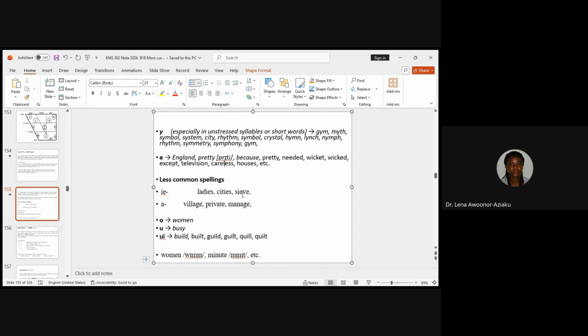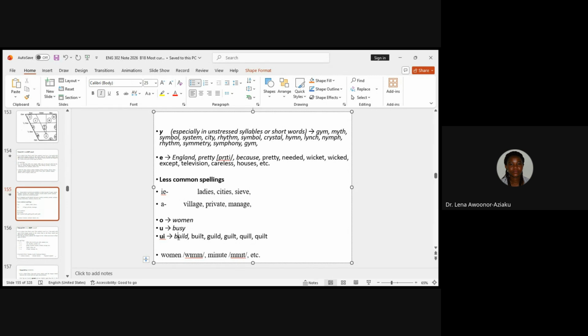Then less common ones, we have ladies, cities, or sieve. Or we have A like village, private, manage. Your private, that's your private property, private apartment, or you manage. Then we also have women. Our women. So this is E. And then we have busy.